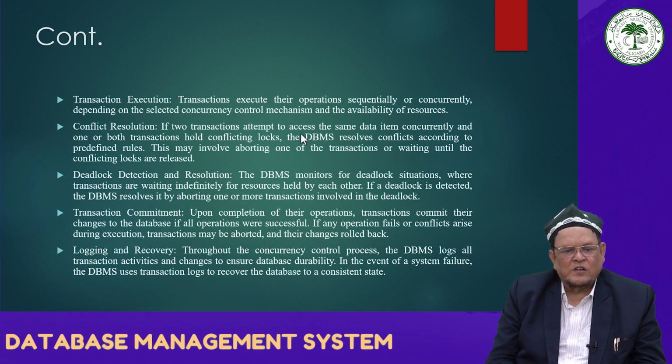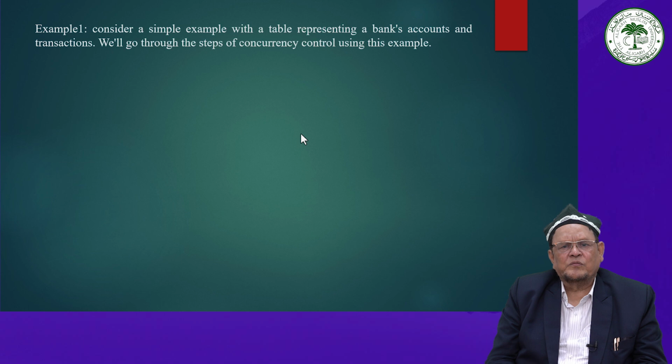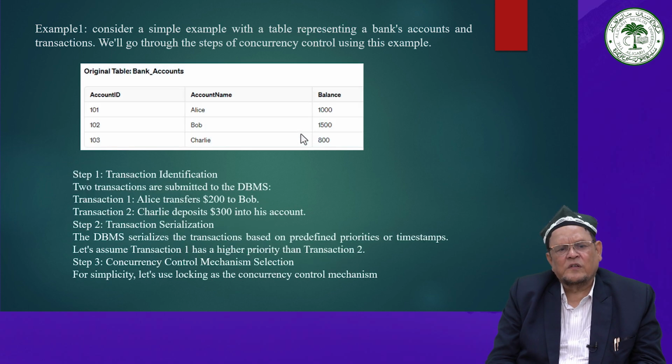And next is logging and recovery. Same way, we take an example. I hope you will check it step by step. So consider a simple example with a table representing a bank account and transactions. We will go through the steps of concurrency control using this example.